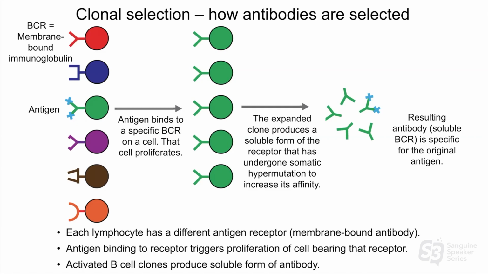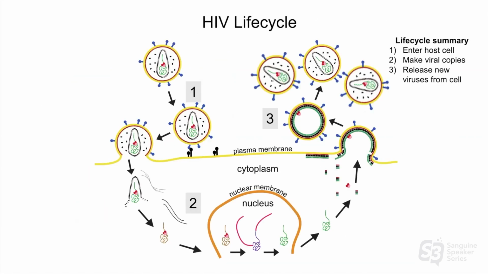So the resulting antibody, this soluble B cell receptor, is specific for the original antigen. Okay, so just as a reminder of what HIV does, it's like every virus that there is. To summarize very simply, a virus needs to get into a host cell, that would be through a host cell receptor, make copies of itself, and release new viruses from the cell that can go on and infect other host cells and also other people. And so I'm going to be concentrating mostly on the entry step, and that requires binding to a host cell receptor.